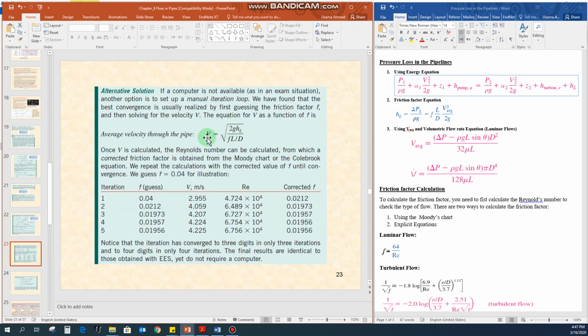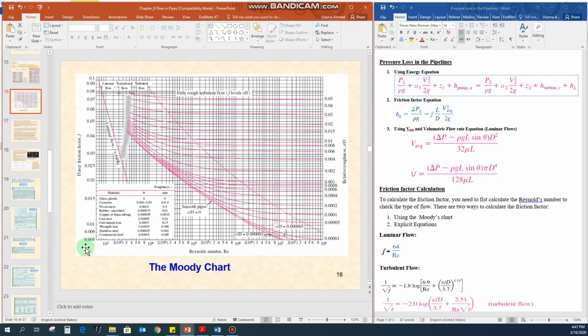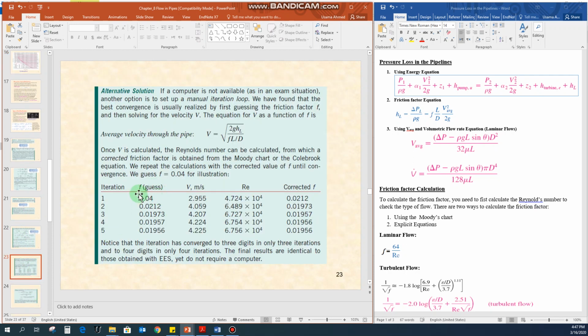So what we are going to do here is, we have this equation and we guess some value for the friction factor. It could be any random value. What should be the range of this value? You have to go to Moody's chart. The value can be between 0.008 to 0.1, so maybe you can take any value just at the middle of this chart. This is simply a guess value.